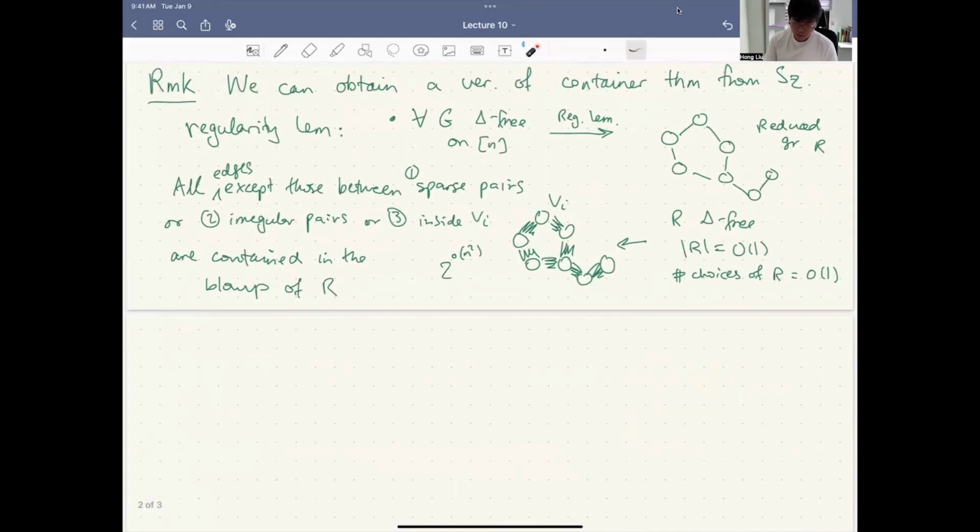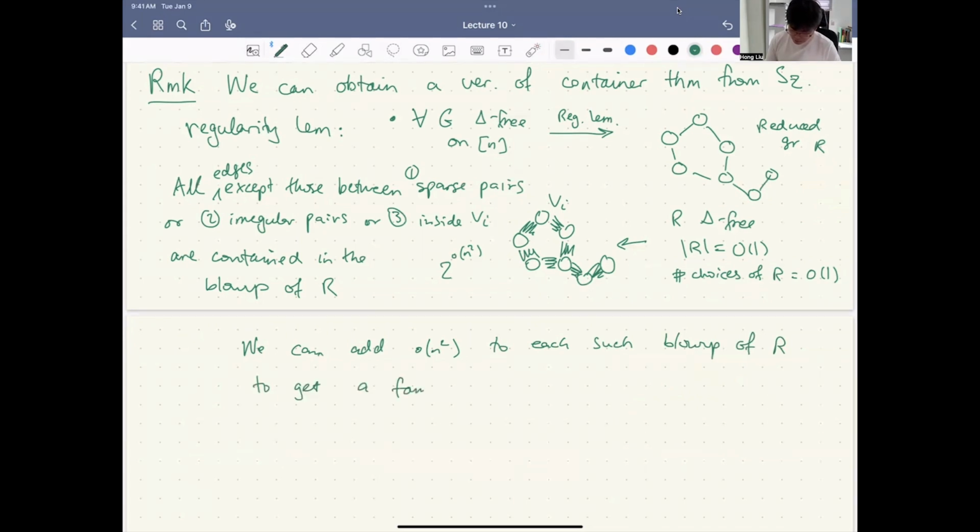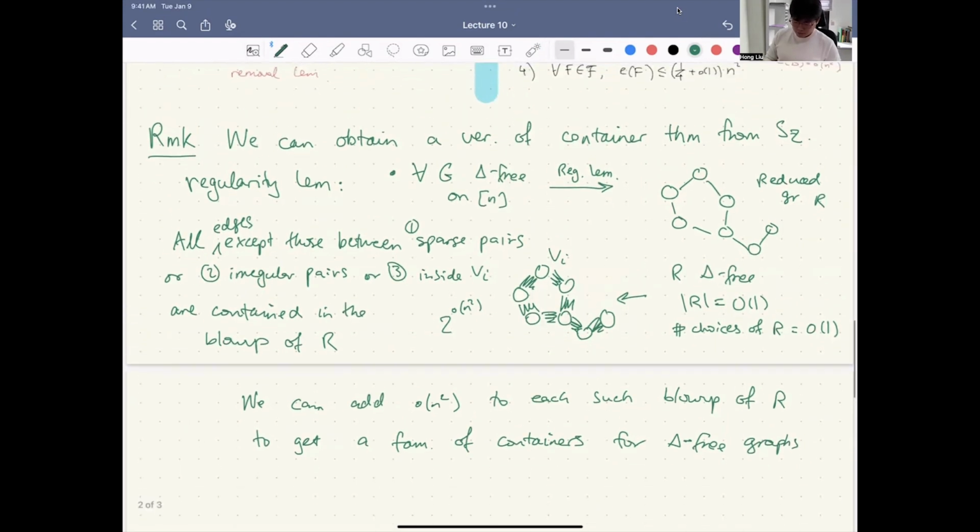So we can add little o of n squared edges to each such blow-up of R to get a family of containers for triangle-free graphs. There are little o of n squared such edges.